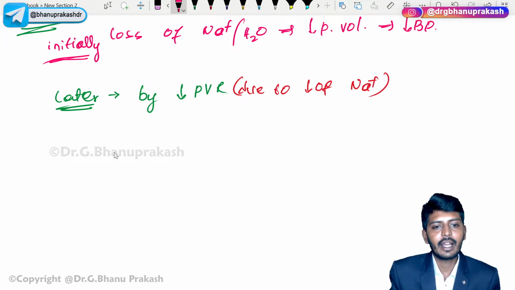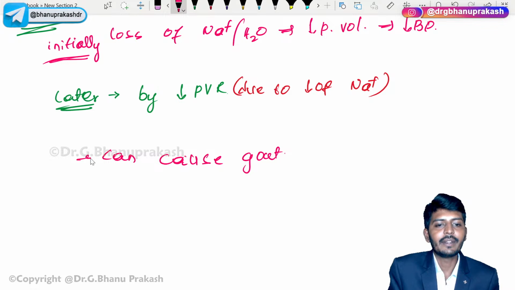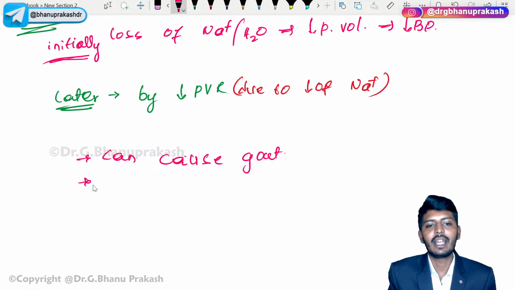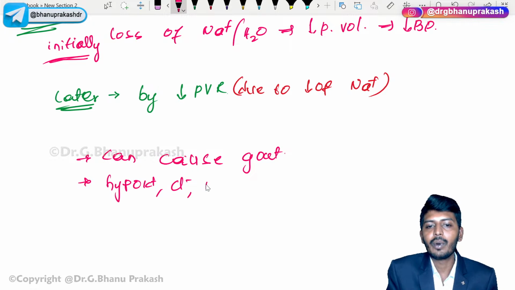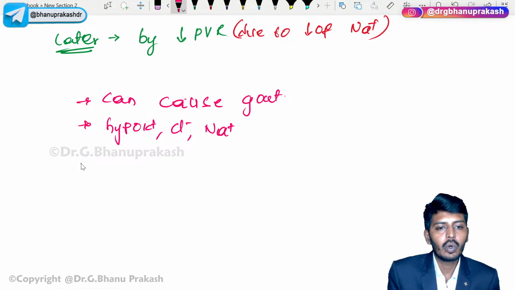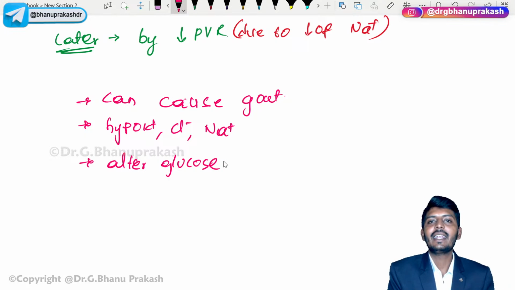But thiazides can cause gout. Thiazides can cause gout, but among all the thiazides, the best one is hydrochlorothiazide. Yes, they can also cause hypokalemia, hypochloremia, hyponatremia. Of course, they can also alter the blood glucose level. So these are some side effects associated with your thiazide diuretics.